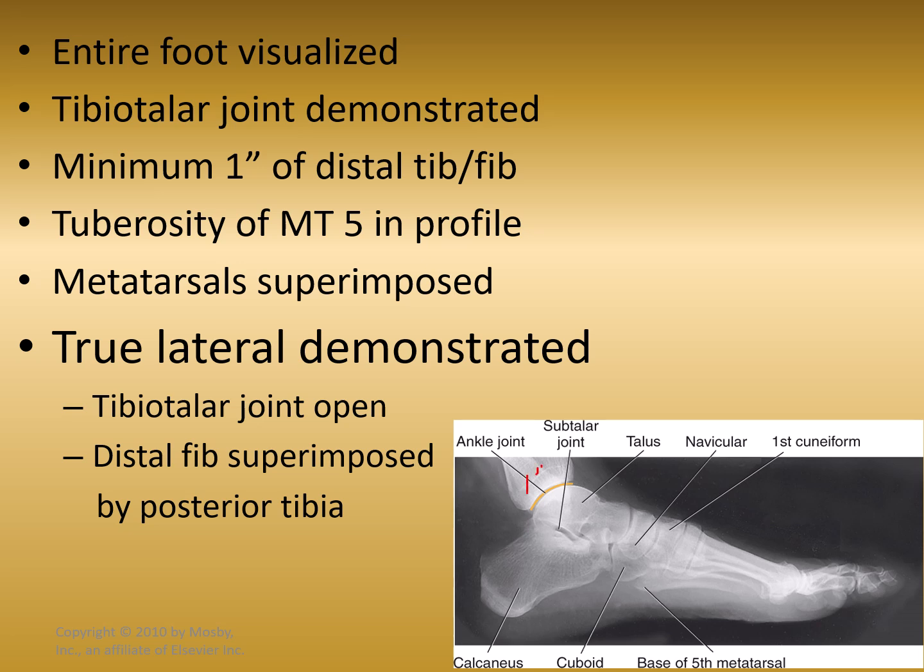And we also want to see the fibula superimposing the posterior half of the tibia here. So we can see that it's a little opaque line if you look very closely. There's a little opaque line going across there that you can see, that's where the fibula is superimposing over the tibia right there.